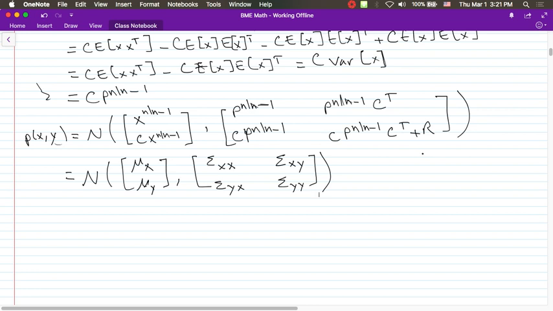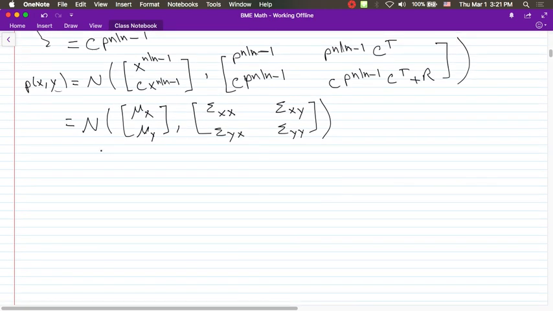Okay, all we've done is write the joint probability between x and y when x is our prior. That's all we've done so far. So why am I doing all this? Well, because I want to show you how to factor this into two things: a normal, which is going to be P of x given y, and another normal, which is going to be P of y.